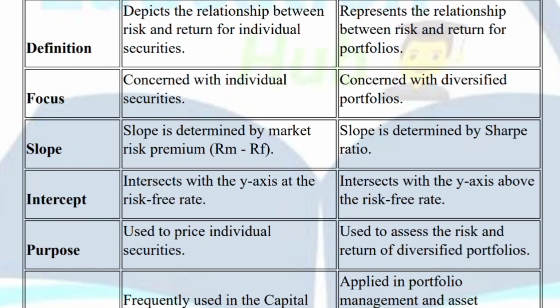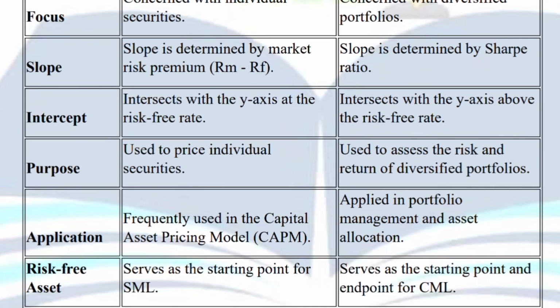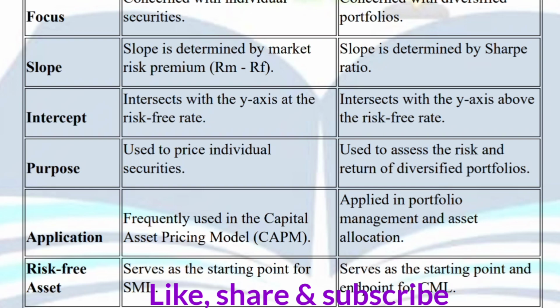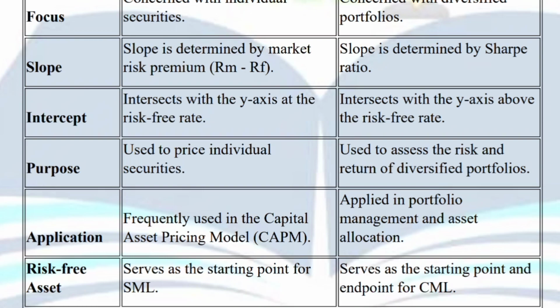After that, what are the applications of both of them? The security market line is applied in CAPM, that is the capital asset pricing model, to price individual securities based on systematic risk and return. But on the other side, the capital market line is applied in portfolio management to construct the efficient portfolio with a risk-return trade-off. So in short, SML is used in CAPM and CML, the capital market line, is useful for portfolio management, right?